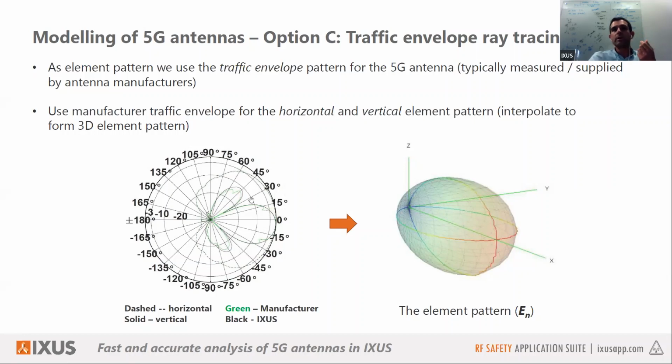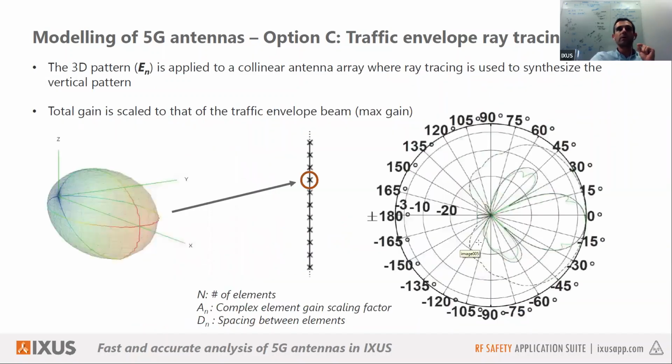So what we do is we use the horizontal and the vertical traffic envelope pattern, and then we do an interpolation to form a three-dimensional element pattern, the one that we see over here. And we can use that now in our ray tracing approach. So in our ray tracing approach, we apply this element pattern, which is based off of the traffic pattern from the manufacturer for this 5G antenna, to an arbitrary number of collinear point sources to represent this 5G antenna.